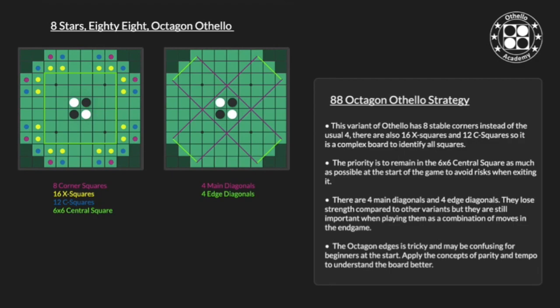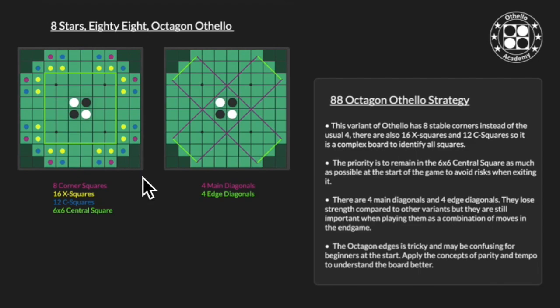Next, I would like to talk about the 8 stars or 88 or Octagon Othello. So basically, I think this is arguably one of the most unique variants of Othello in terms of how the board is shaped. What happens over here is essentially we have a 10 by 10 board, and the corners and the C-squares of each corner are removed, and that's how you get the 88 Othello board, because 100 minus 3 times 4, you get 12 removed from 100 and you have 88.